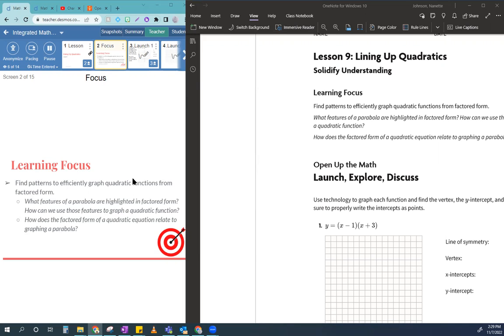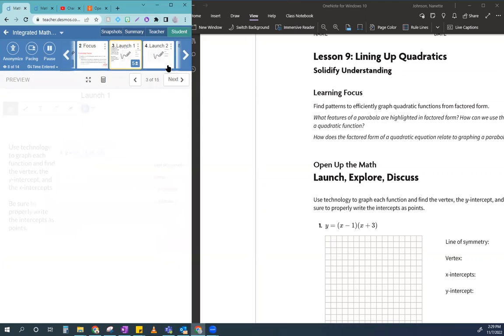So you know how to use it when it's in vertex form, right? And it's the shifts, left 3, up to whatever the case might be. And so now we're going to use this form, and we're basically going to be able to factor it as well. So it says, what features of a parabola are highlighted in factored form? And how can we use those features to graph the quadratic function? And then how does a factored form of the quadratic relate to graphing a parabola? Okay, so we're going to do that.